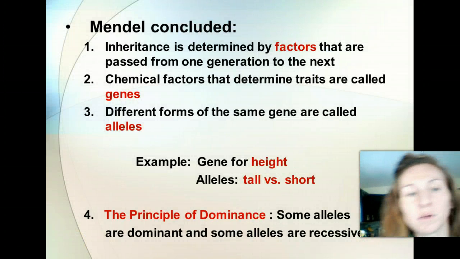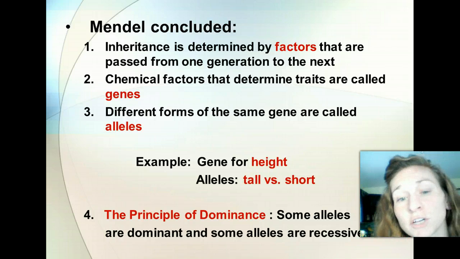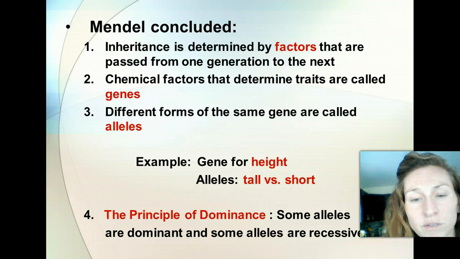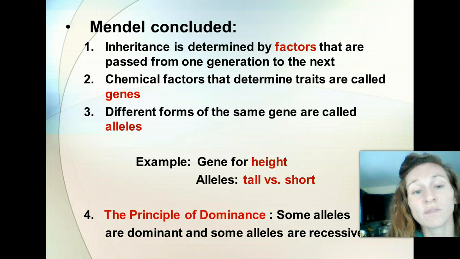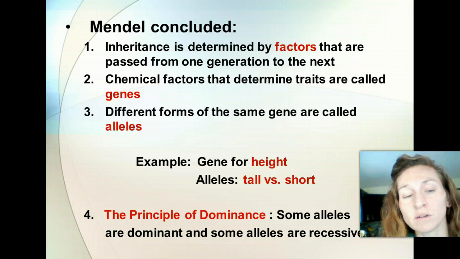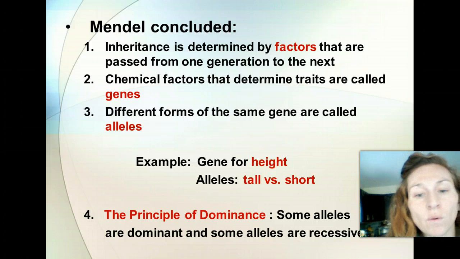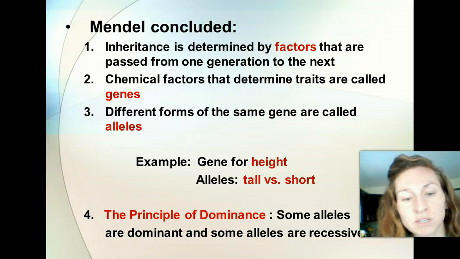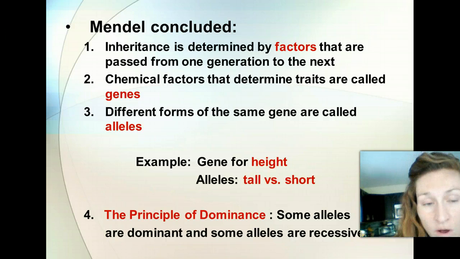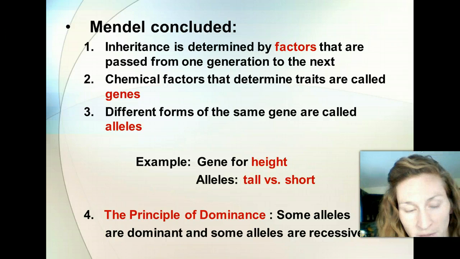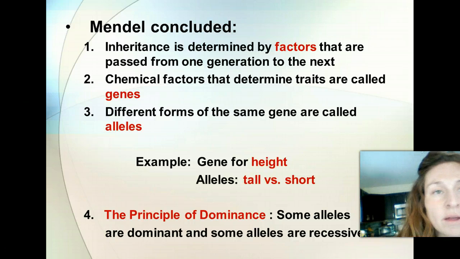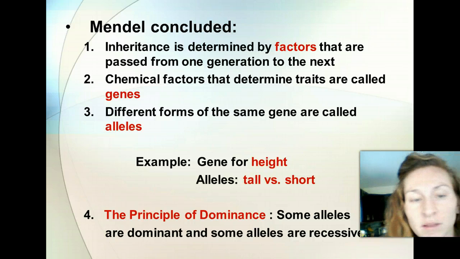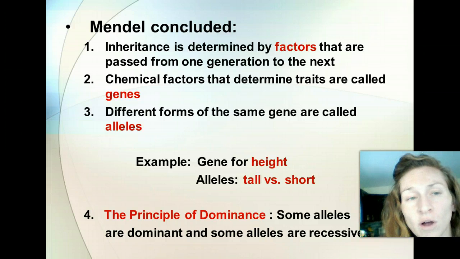So here again is what he concluded. Inheritance is determined by factors that are passed on from one generation to the next. Those factors are chemical factors that we now call genes. Different forms of the same gene are called alleles. For example, as we just saw with the gene for height, there is an allele for a tall plant and an allele for a short plant. This is known as the principle of dominance. Some alleles are dominant and some alleles are recessive, and those dominant alleles are going to mask those recessive alleles.